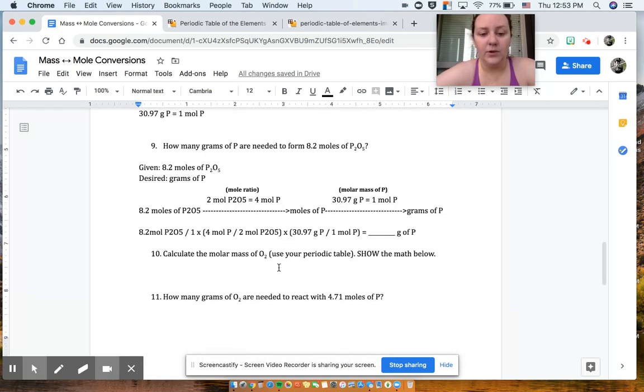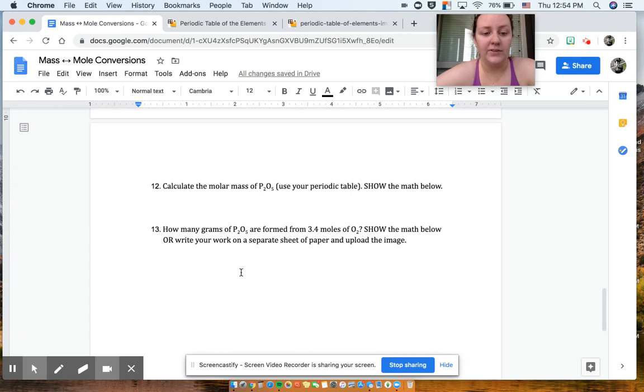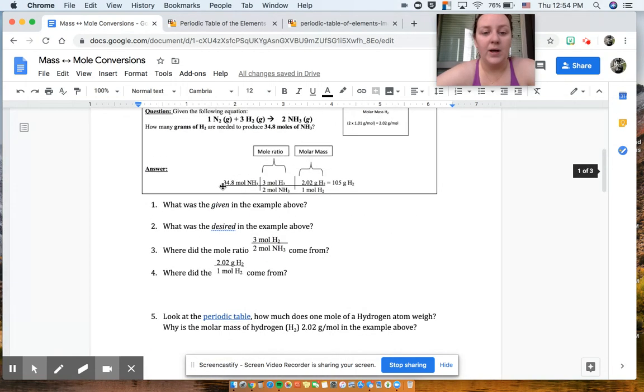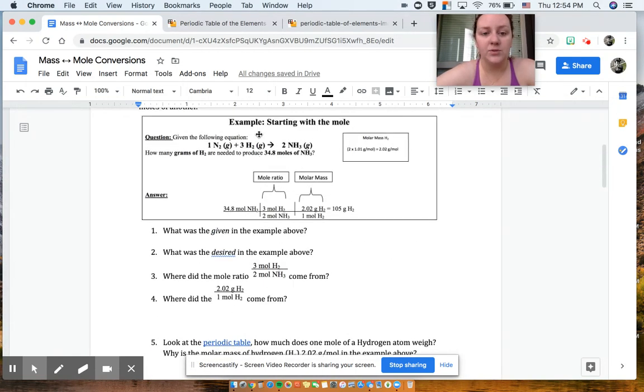So go ahead and finish up 10, 11, 12, and 13, as well as this top part, 1 through 6, where you're breaking down this example that they give you.